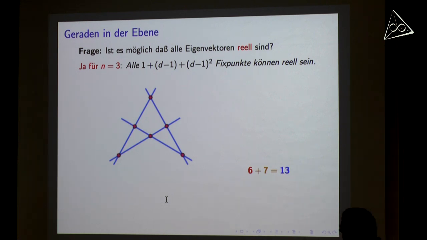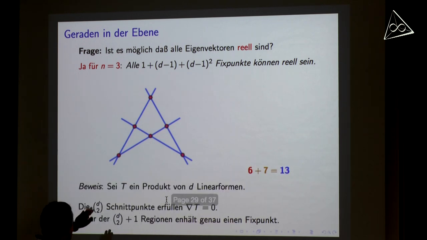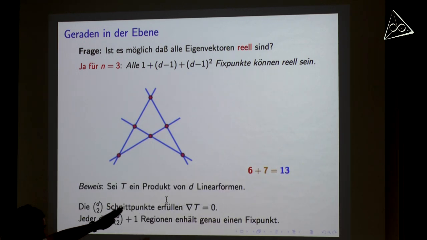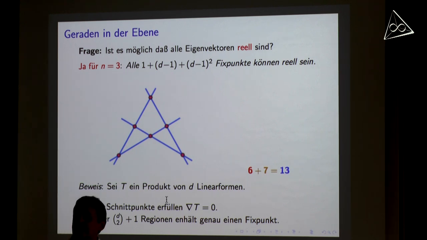You take a product of linear forms. Let T be a product of d general linear forms in three unknowns. Geometrically, I draw d random blue lines in the plane. If I multiply these linear forms, I get a homogeneous polynomial. Homogeneous polynomials are the same thing as symmetric tensors. That's my tensor, okay? Now how do I count the eigenvectors?